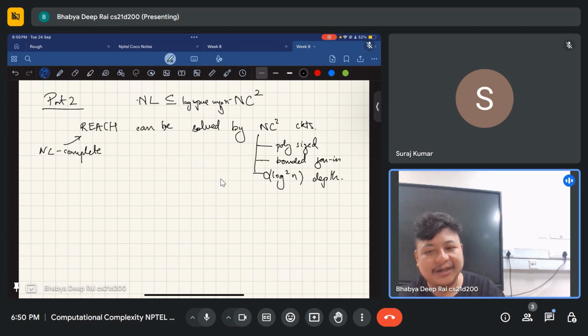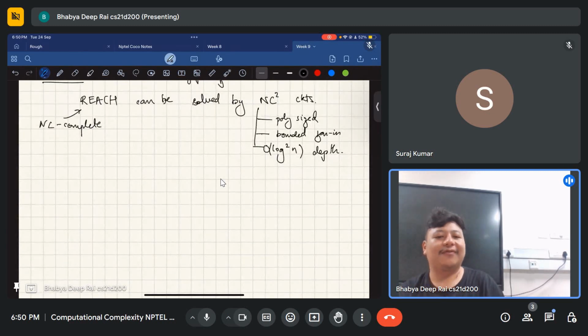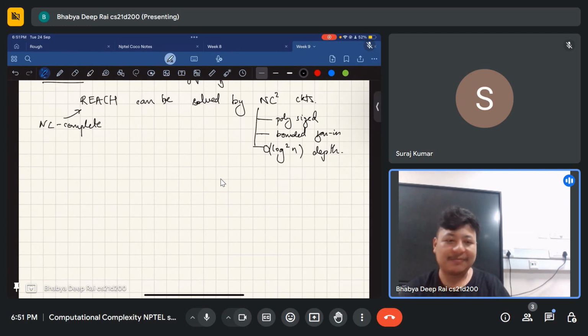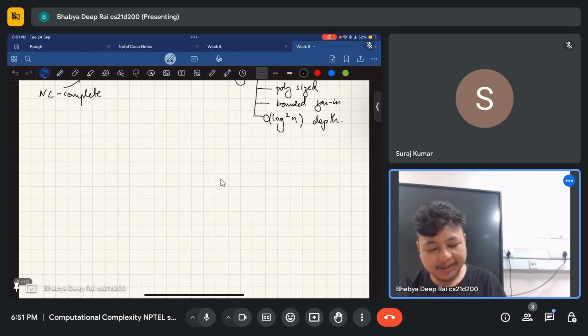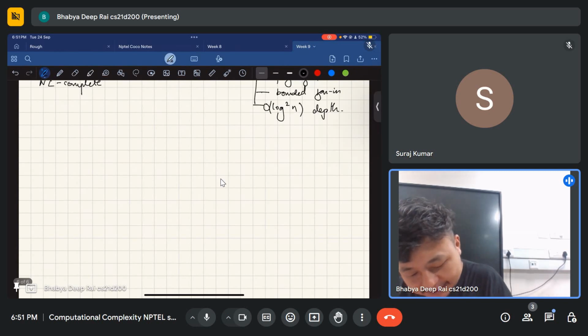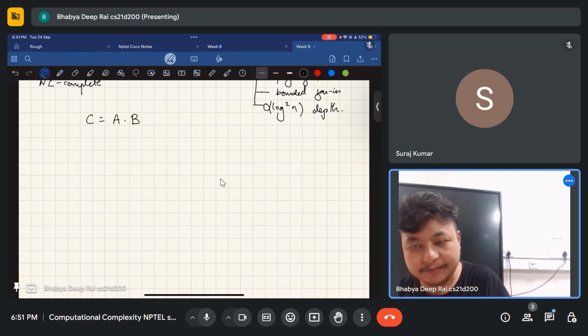As long as we can solve an NL complete language using an NC2 circuit, the entirety of NL can be solved by log space uniform NC2. So here I want to revisit a question that we did before, about matrix multiplication. Let's say C is equal to A times B.